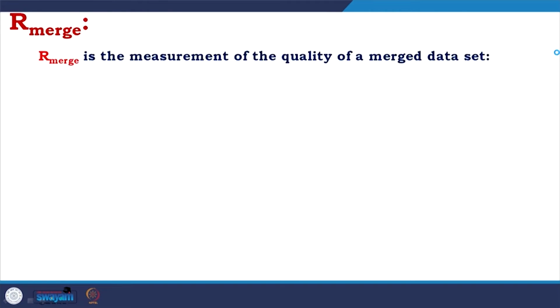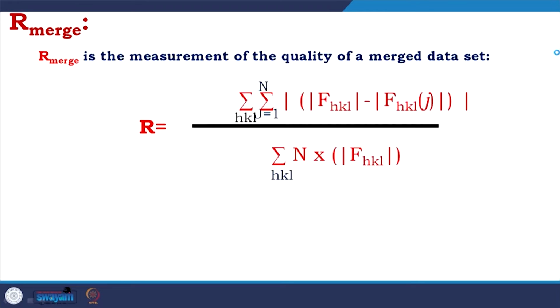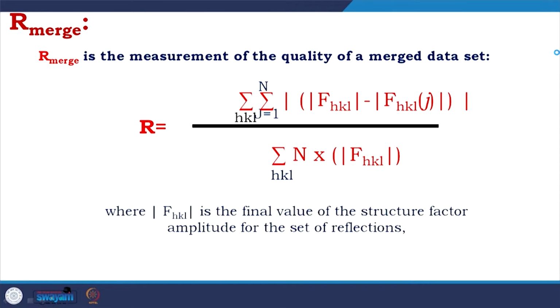Then we have R merge. R merge is the measurement of the quality of a merged data set. Again here 1 to n because different data, but then other than that it is the same. Absolute F H is the final value of the structure factor amplitude for the set of reflections. N is the total number of data sets. As we talked about, different data sets are merging here.